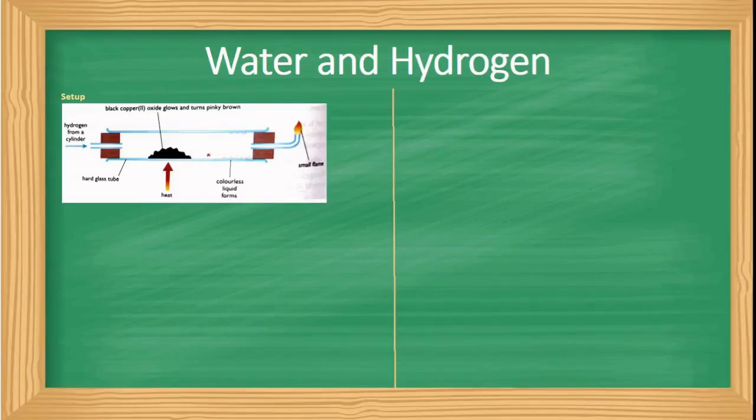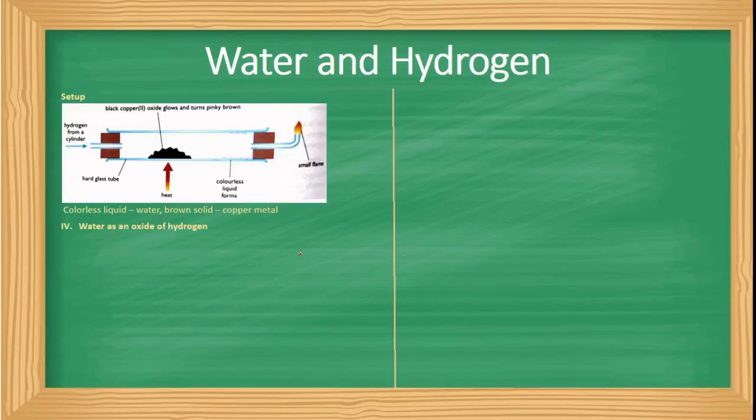Then there will be a colorless liquid formed inside the combustion tube, which if you carry out a test, you'll confirm that it is water. So any remainder of hydrogen will burn here at the end of the setup. So the colorless liquid formed here is water, and the brown solid is copper metal.